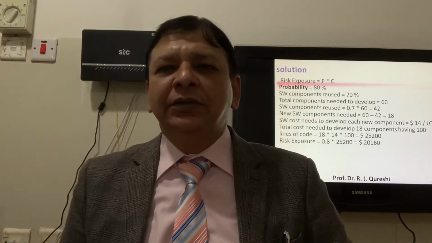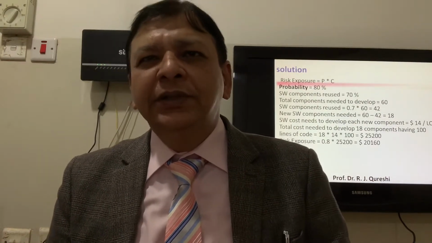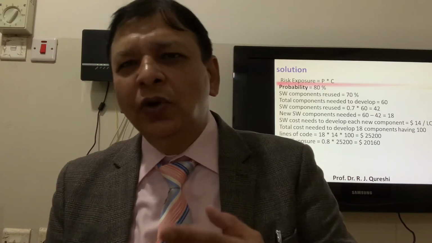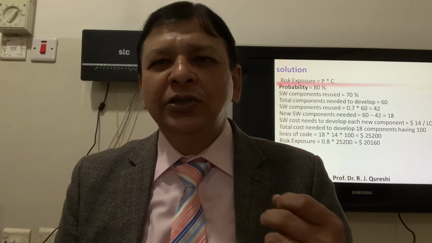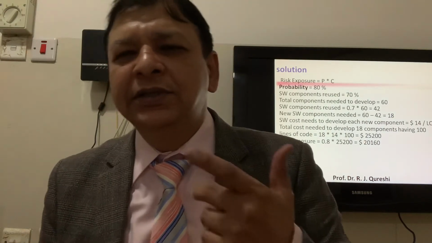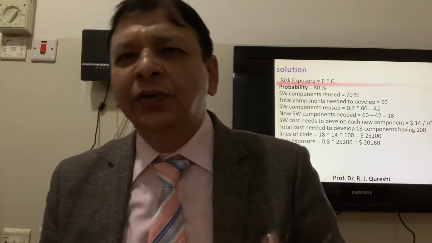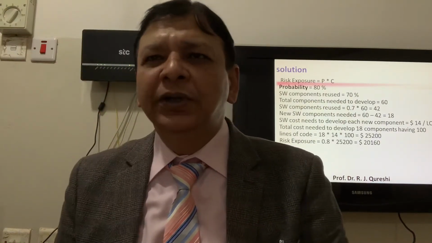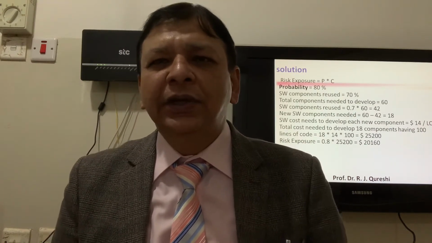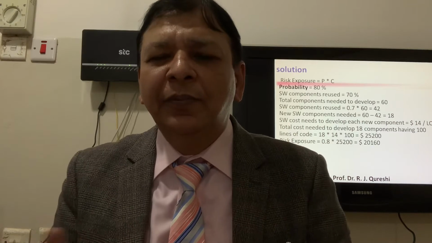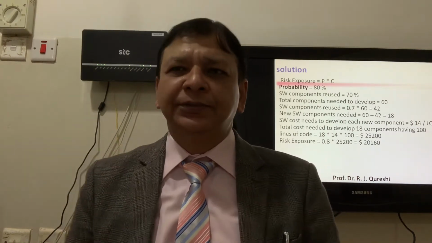So let's solve the exercise. We have total number of components 60. There are two options to calculate how many new components. The one way: 0.7 multiplied by 60, 70% will be reused. That means equal 42. 60 minus 42 equals 18. The second way to calculate new components, the 30% is the new components. 0.3 multiplied by 60 equals 18 components.